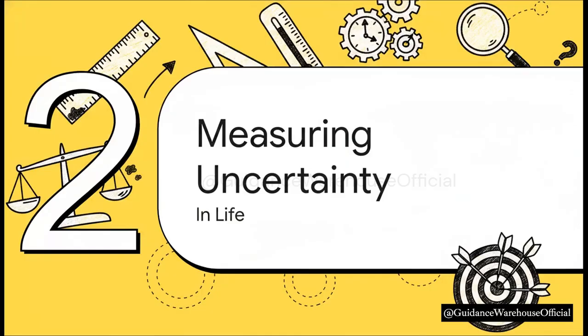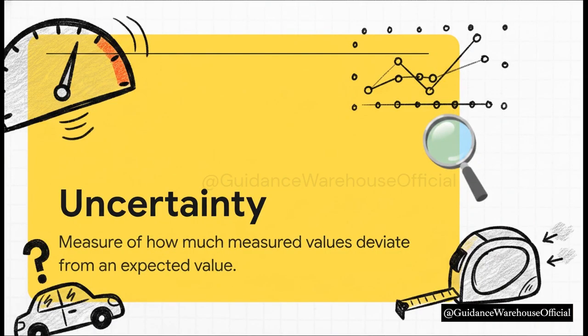Moving right along to measuring uncertainty in life, which kind of begs the question, why are our measurements ever wrong in the first place? Enter uncertainty. Think of uncertainty as the mandatory disclaimer for literally every measurement you take. It is a quantitative measure of how much your values deviate from the expected standard. It's exactly like telling a friend your car has 45,000 miles on it, plus or minus 500 miles. Every single measurement in the universe contains some level of uncertainty.